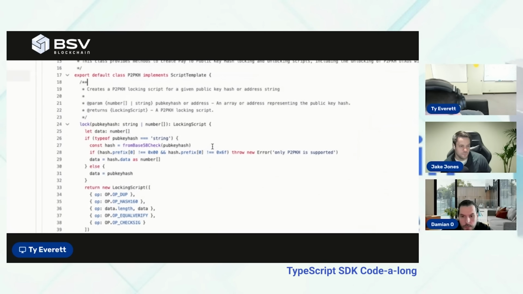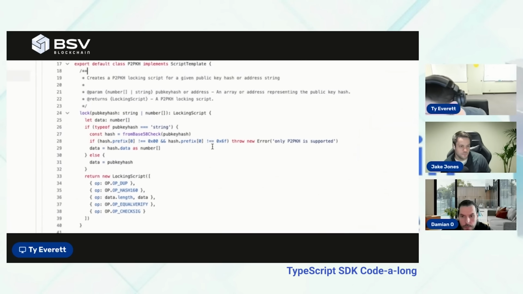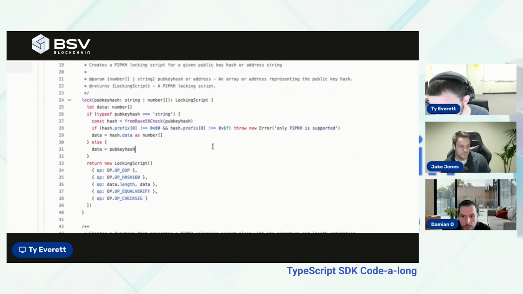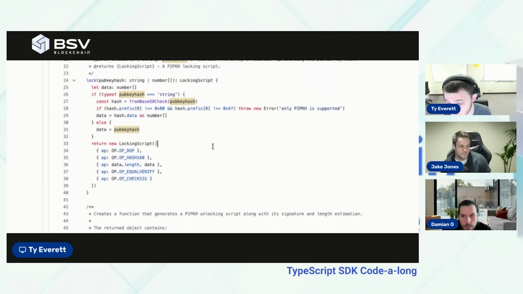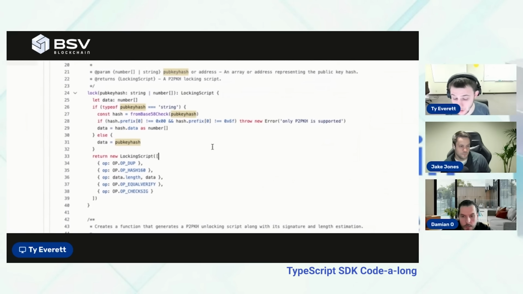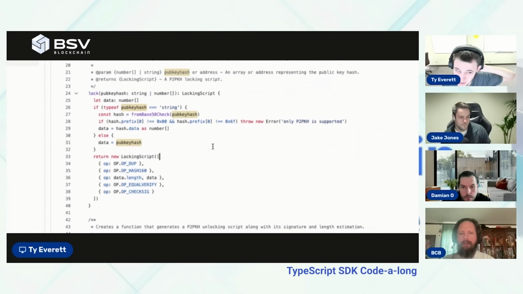And so we're essentially just coercing some data into the right format so that it can make its way into this script. And that's our locking portion of the pay to public key hash script template. This one supports passing in a string, which is just a Bitcoin address, or you can pass in the public key hash bytes as an array of numbers. Any questions about the pay to public key hash locking template before we move on?